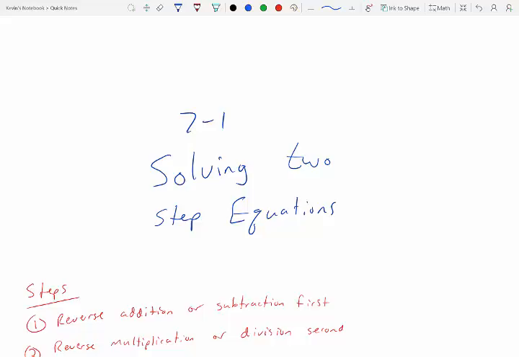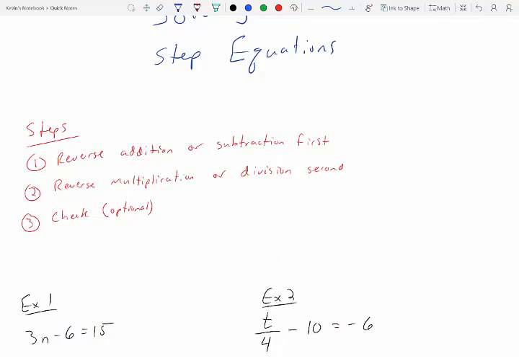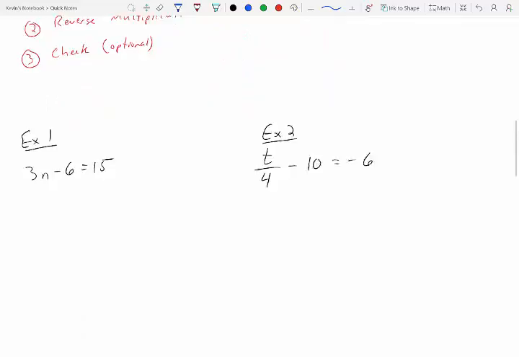Today, we're doing section 7.1, solving two-step equations. So we have three steps for this. Step 1, we have to reverse addition and subtraction first. Step 2, we have to reverse multiplication and division second. And step 3, we can check it. Step 3 is optional, and I'll show you how to do that.